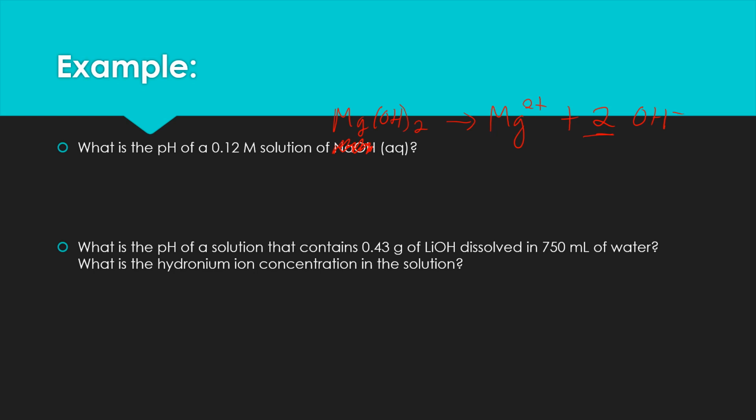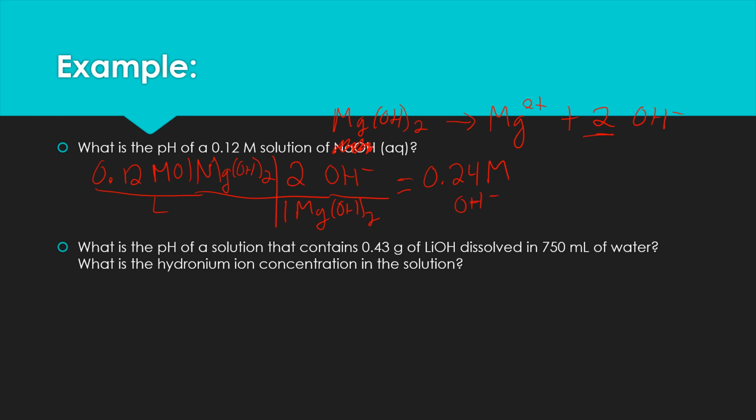So if our solution is 0.12 molar, or moles per liter, of magnesium hydroxide, we can just think about our ratio. We've got, for every 1 Mg(OH)2, we form 2 hydroxide ions, right? We can do that mole ratio. So we get twice as much. So our concentration of hydroxide is 0.24 molar.